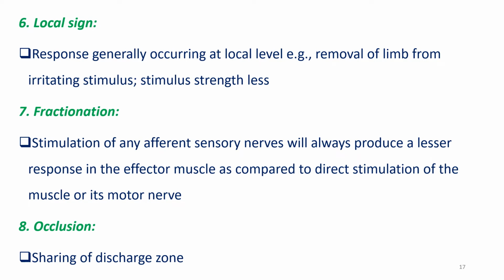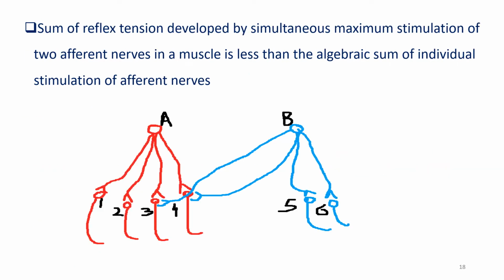The next property of spinal reflexes is occlusion itself. Occlusion occurs because of the sharing of the discharge zone. As the discharge zone of the neurons is being shared, the reflex tension developed by simultaneously stimulating maximally two afferent nerves going to a muscle will be less than the algebraic sum which we get when the afferent nerves are stimulated individually. This is because various afferent inputs are being shared by some of the motor neurons, so that there is some overlapping of the zone of activation.